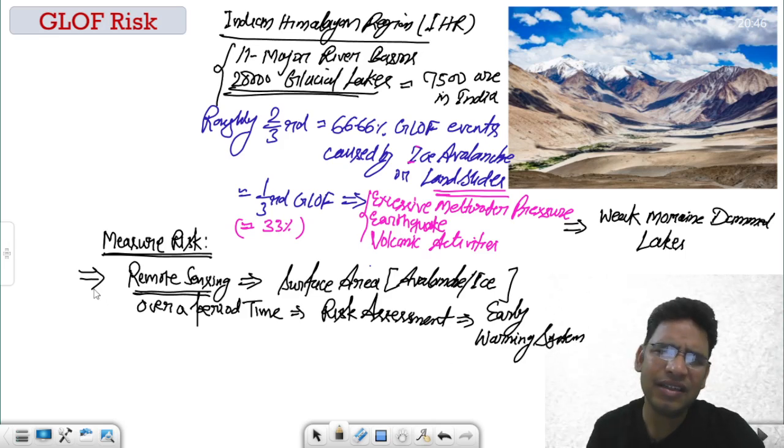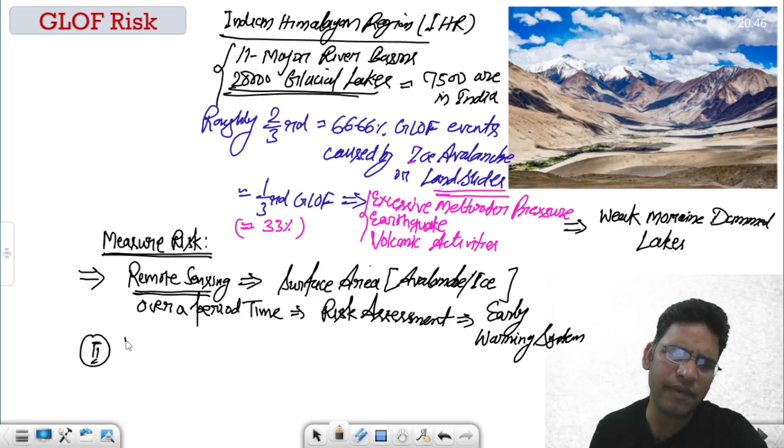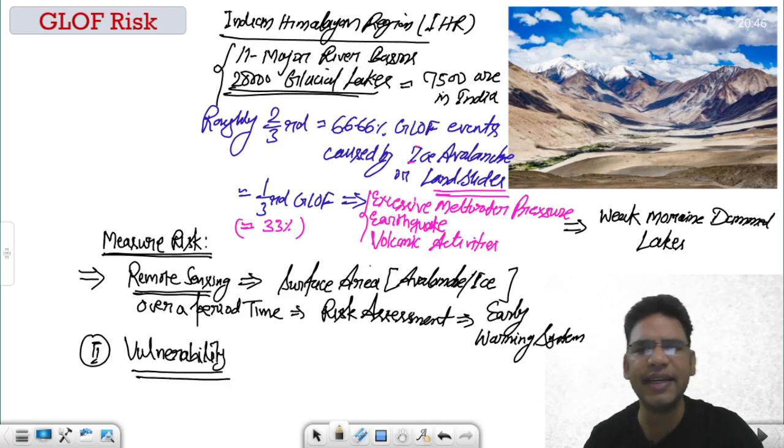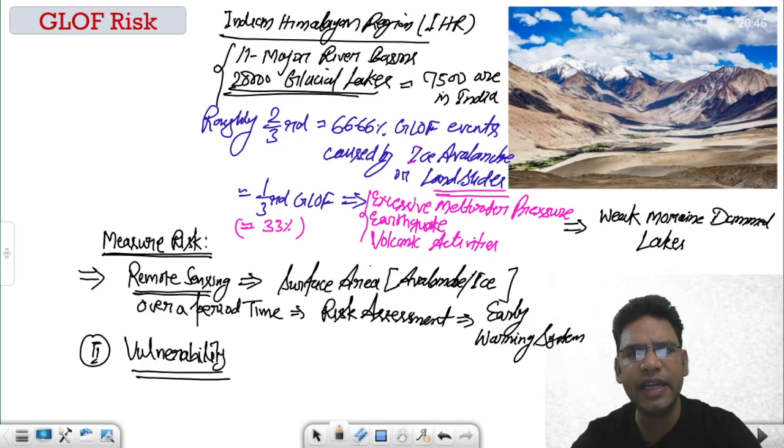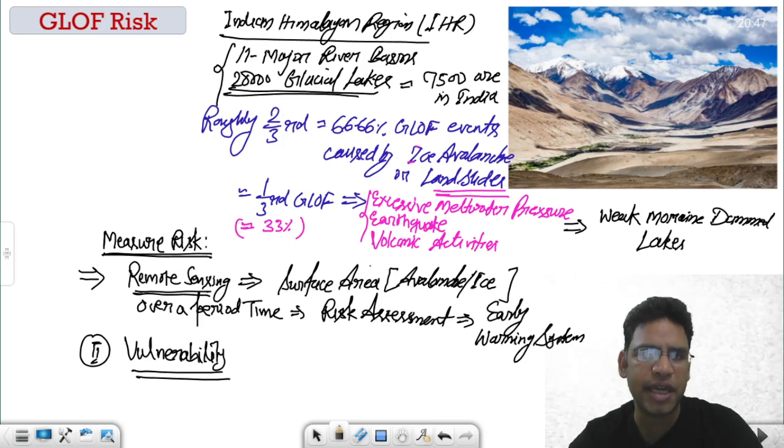उसके अलावा second thing can be vulnerability. Those areas which are more vulnerable, they are prone to risk or vulnerability, है ना? So this is another aspect of measuring risk. Those areas which are highly vulnerable are those areas in the immediate geography which are critical for these GLOF events.